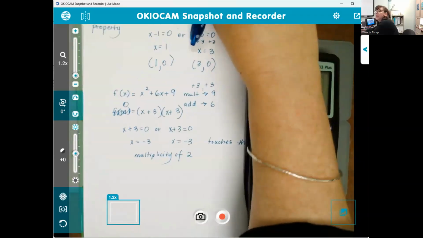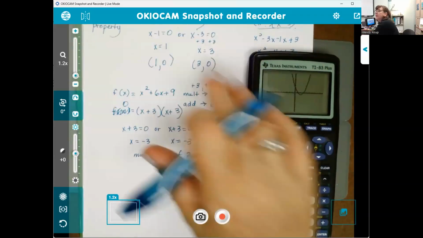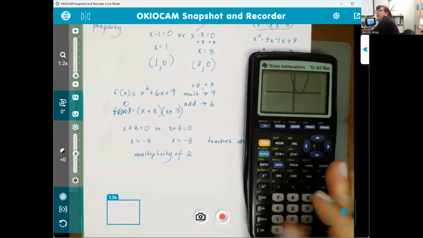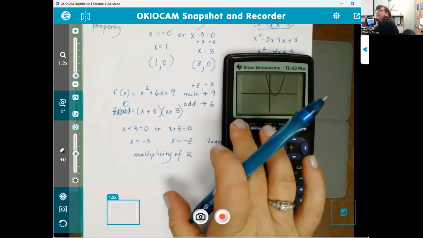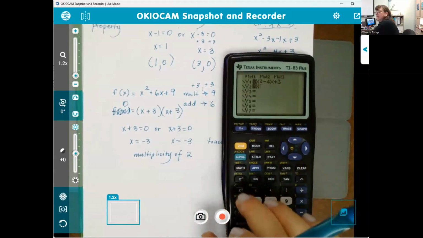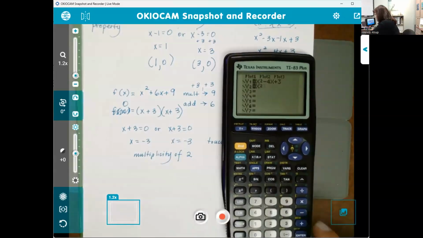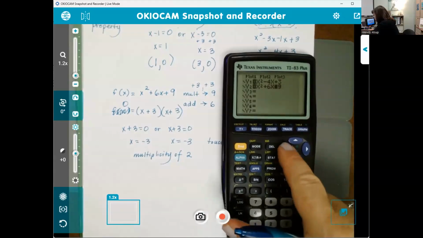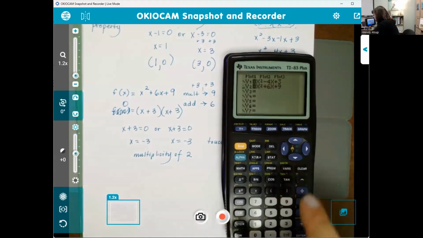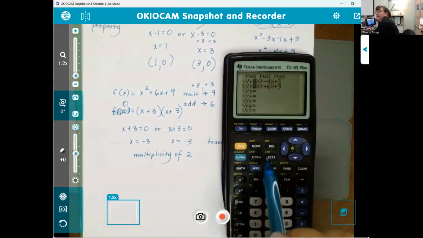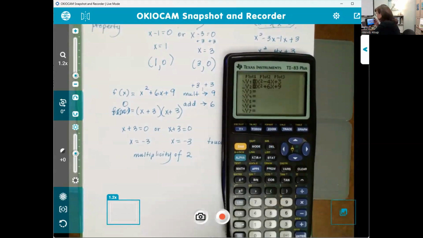2 separate zeros for that first one, right? X is 1 and X is 3. But now I'm going to do the second one on top of it, x squared plus 6x plus 9. And let's make this one a little bit darker here. Remember that you are welcome to come and check out one of the graphing calculators for the 7-week class here in the math lab. All right, here's the other one.